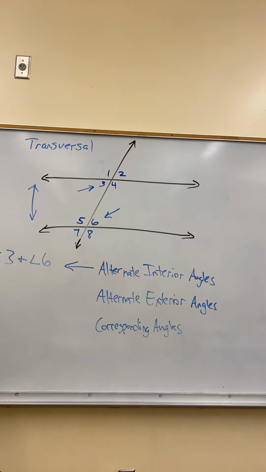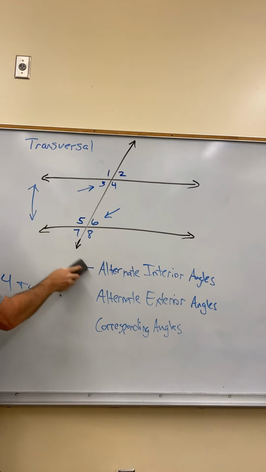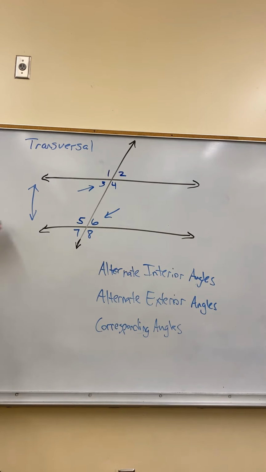What's the other set of alternate interior angles? It'd be angles 4 and angle 5. Those are my other set of alternate interior angles. Interior means in between my parallel lines. It's inside, just like if you have the interior of a house, you're talking about the inside of a house.